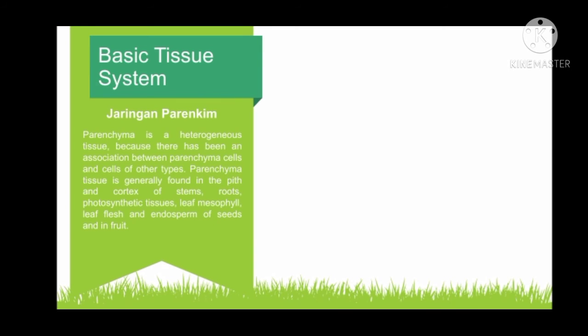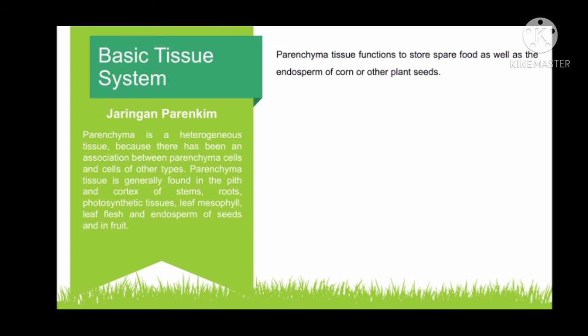Basic tissue systems are as follows: parenchyma tissue. Parenchyma is a heterogeneous tissue because there has been an association between parenchyma cells and cells of other types. Parenchyma tissue is generally found in the pith and cortex of stems, roots, photosynthetic tissues, leaf mesophyll, fruit flesh, and endosperm of seed and in fruit. Parenchyma tissue functions to store spare food, as in the endosperm of corn or other plant seeds.